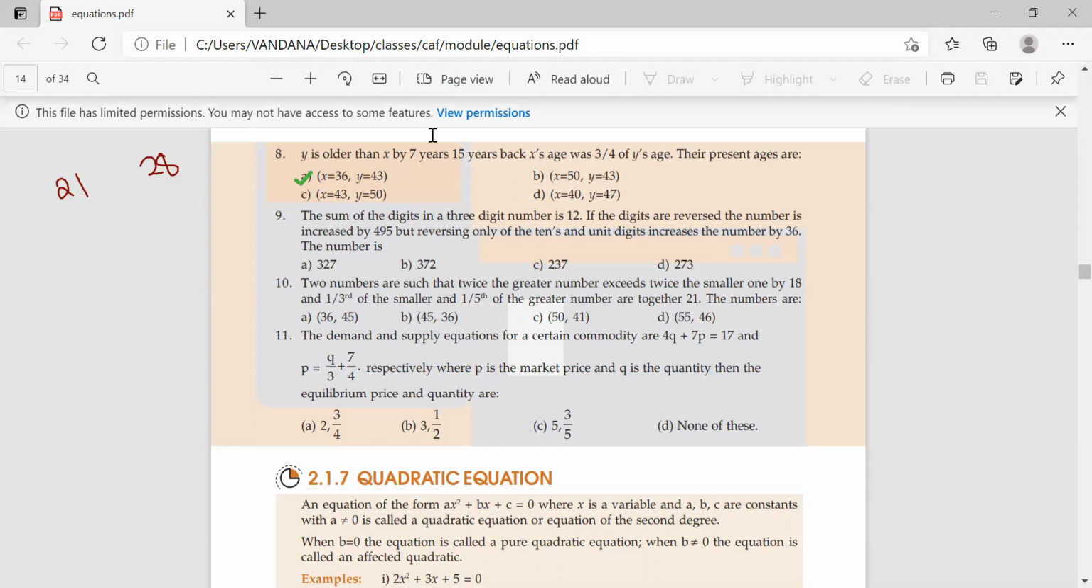The sum of digits in a 3-digit number is 12. If the digits are reversed, the number is increased by 495, but reversing only the tens digit and units digit increases the number by 36. The number is, addition should be 12. Here it is 12, here it is 12, here it is 12.